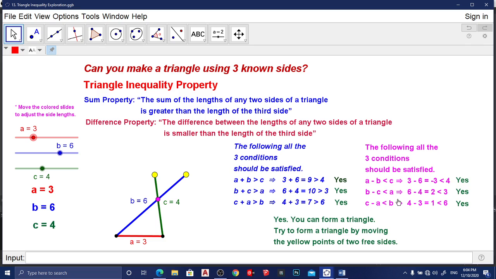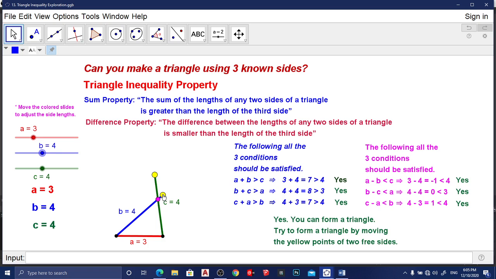Therefore, the given three sides belong to a triangle. So if you observe here, when I am changing, the lengths of the sides are increasing, and the result is also shown automatically. So from this it is telling that yes, you can form a triangle, and try to form a triangle by moving the yellow points of the two free sides.